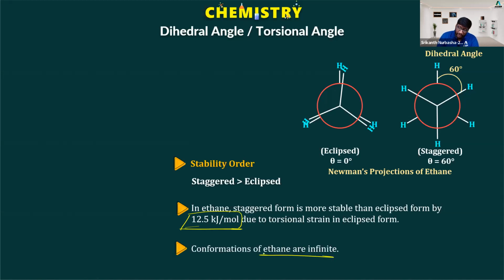Conformations of ethane are infinite. Okay, an infinite number of angles are possible.